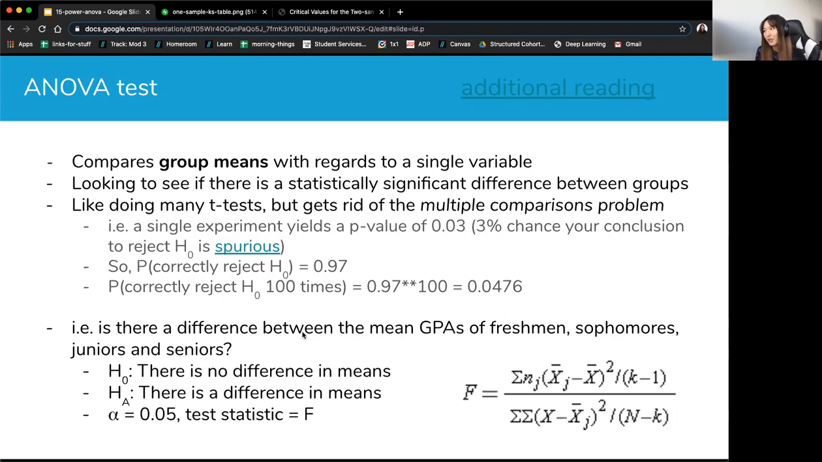So that's where the multiple comparisons problem comes from, which is why the ANOVA test was created, to get rid of that, to take that into account. Yeah, any questions about that?